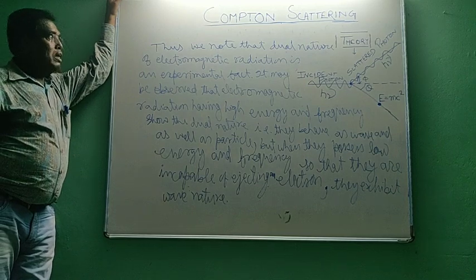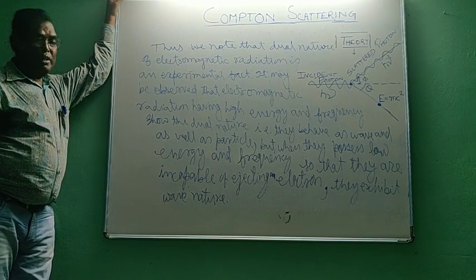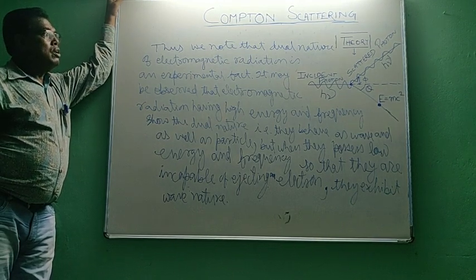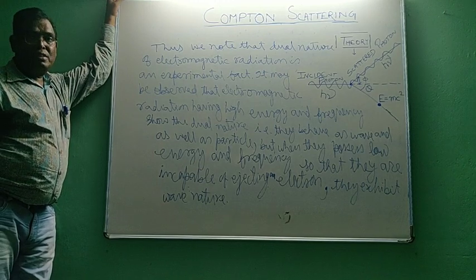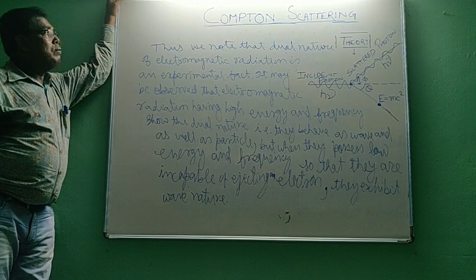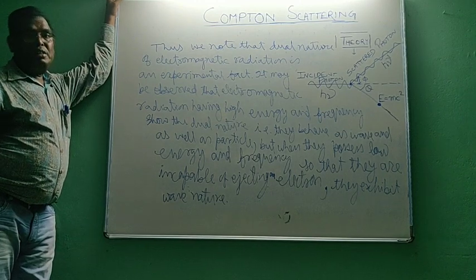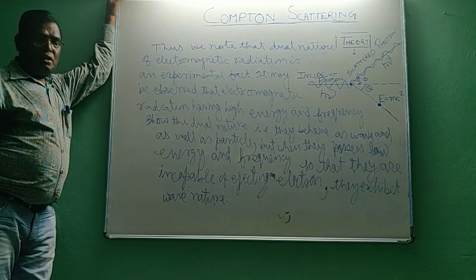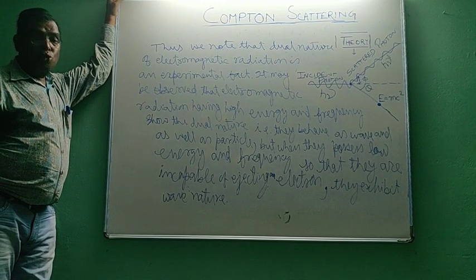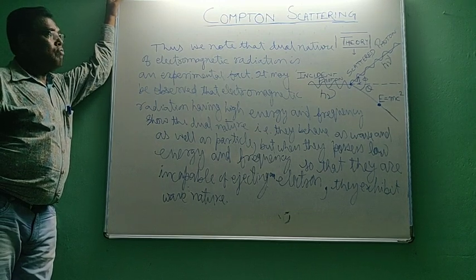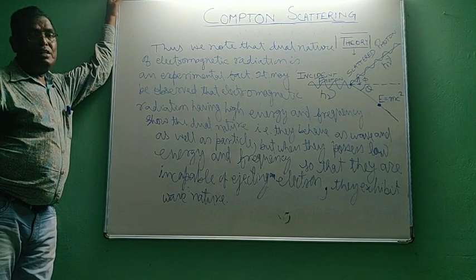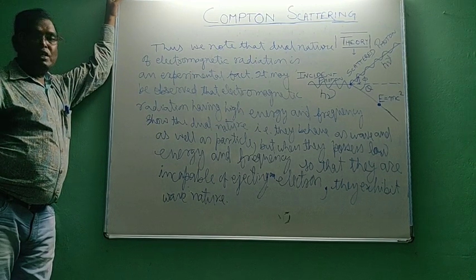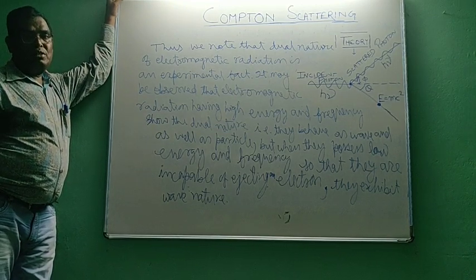So in this way, Compton scattering, or you can say the Compton effect, is completed. The question may be asked like this: what is the Compton effect? What do you mean by Compton wavelength? Prove that the Compton effect shows the experimental evidence of the dual nature of electromagnetic waves. The other topic I will explain to you in my next class.